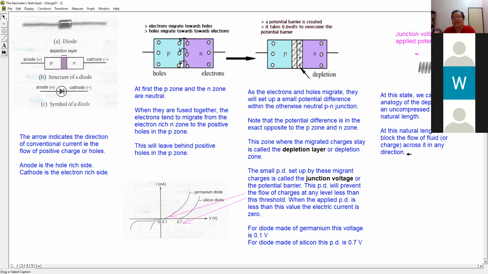It is not a physical spring inside there. So you imagine it as a spring like that. So you want to go through, you cannot go through. You have to compress the spring before you can go through.